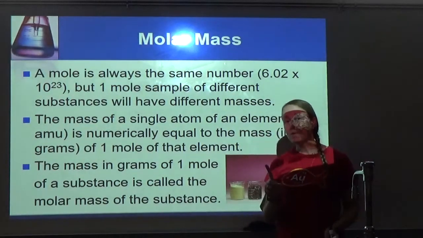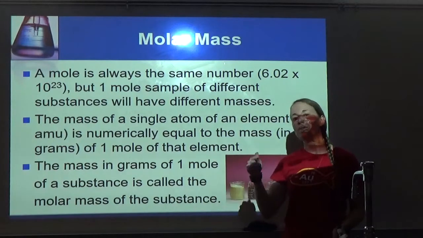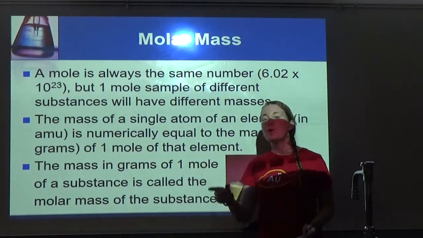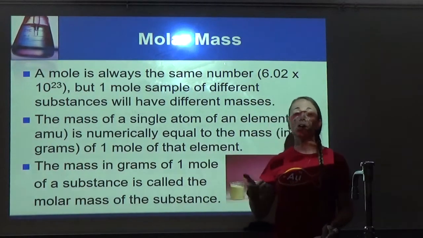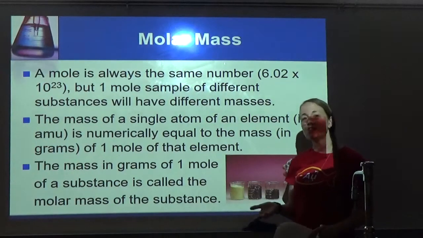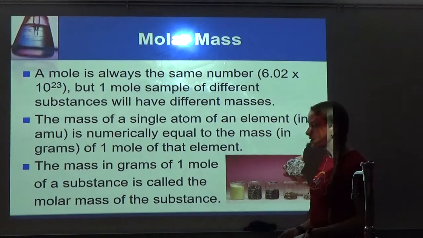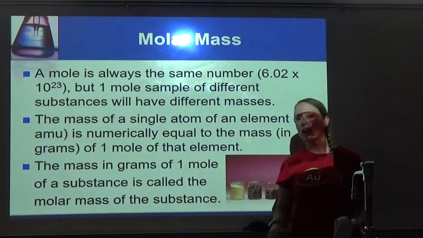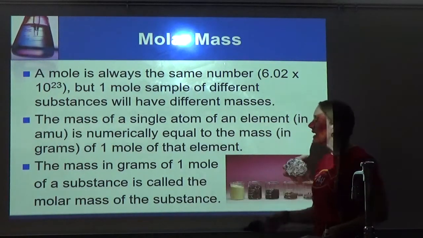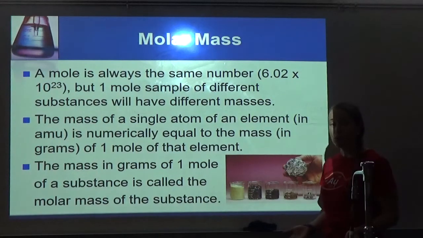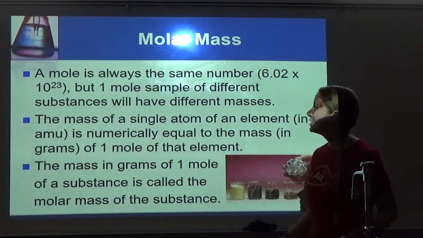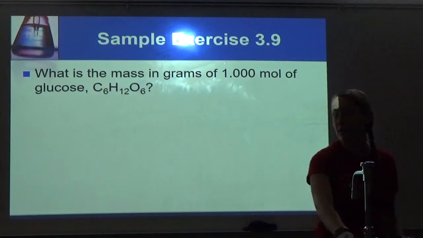So 1 carbon atom may have a mass of 12 AMU. 1 mole of carbon has a mass of 12 grams. And so as you can imagine, in lab, we like to use grams more because that's what most of our scales measure. And plus, we're not working with 1 atom at a time in lab. So the mass in grams of 1 mole of a substance is called molar mass. So again, this is total review, so we're going to go through this quickly.